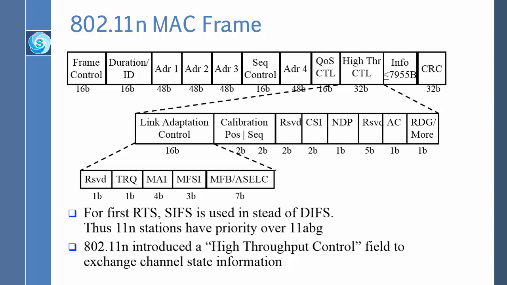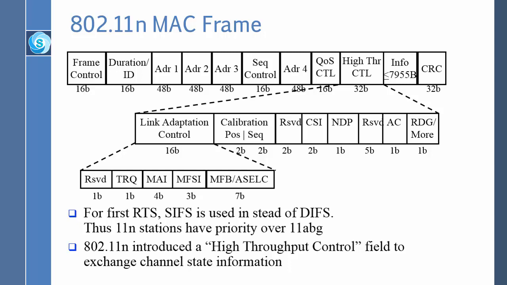Now, the second point is that first RTS is used instead of this. So, if you remember the DCF diagram that we had, in the DCF diagram that we drew second time in the last class, somebody asked why we have this here, and there was units of time, and that was the rule before, that you have to wait for this. Now, here in 11N, you could just wait for one slot and send the RTS, the request to send. And so, anybody trying to use 11G will have less priority than 11N. 11N by design has higher priority.